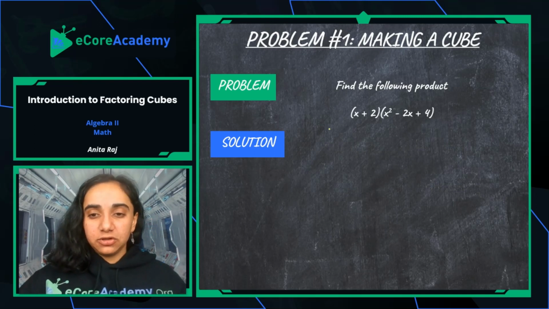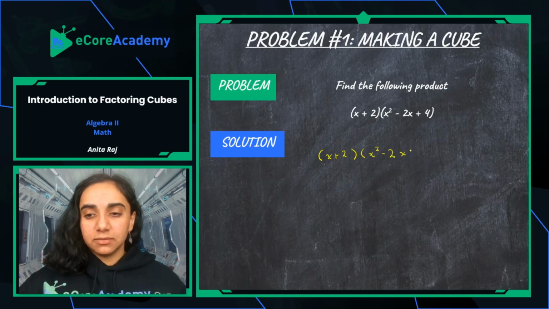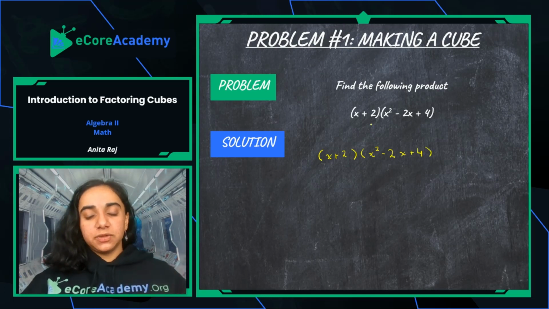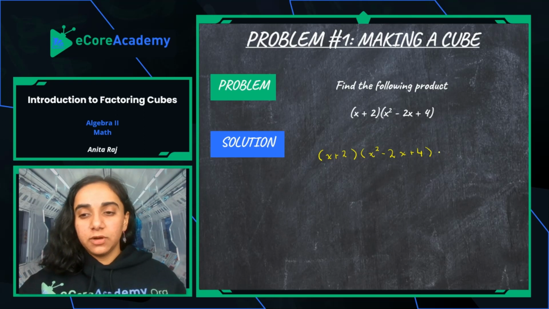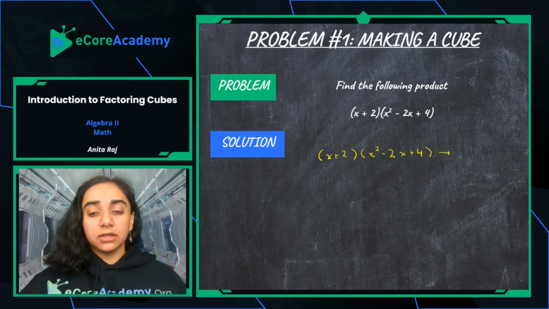So the first thing I'm going to do, when I see these two expressions, I'm just going to rewrite them so I can start from scratch. So it's x plus 2 times x squared minus 2x plus 4. Pretty simple. And what we want to do, remember, with quadratics, what we did was we would FOIL. So we want to use a similar method. In this case, we have a linear term because you see that x to the power of 1 times a quadratic because this is x squared.